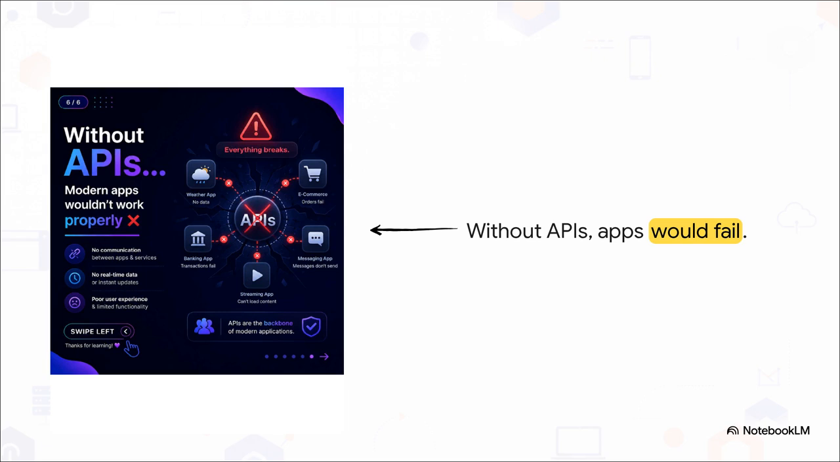The weather app shows no data. Your e-commerce orders fail at checkout. Messaging apps just sit there in endless loading loops, and banking transactions stall out completely. So the crucial point is, without APIs acting as the backbone, modern applications simply wouldn't work. The highly interconnected digital world that we rely on for business, for communication, for entertainment, it would just completely collapse into isolated, totally useless islands.